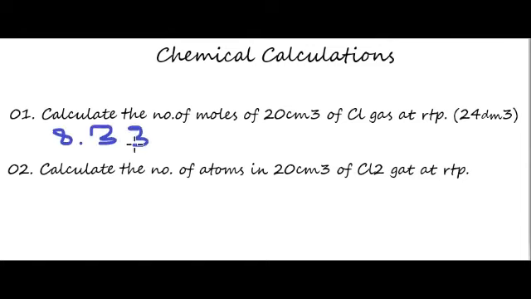8.33 into 10 to the power minus 4 moles. Now this is a molecule. This is moles of molecule. So now we know fluorine is a molecule and they are asking number of atoms. So fluorine each has 2 atoms. 8.33.